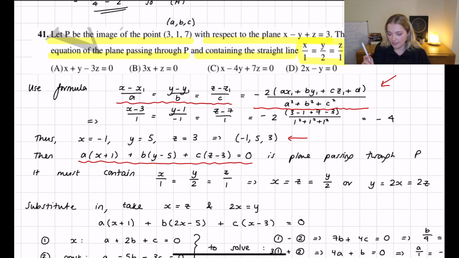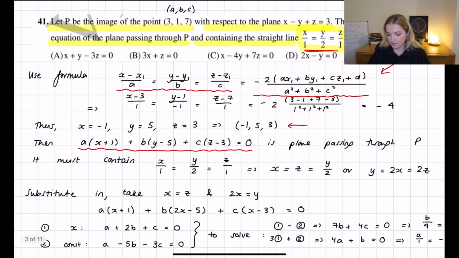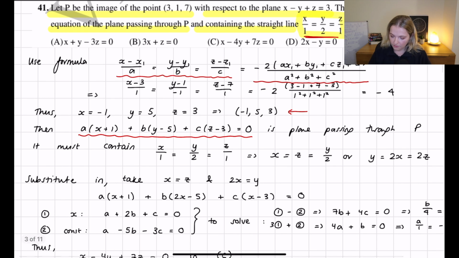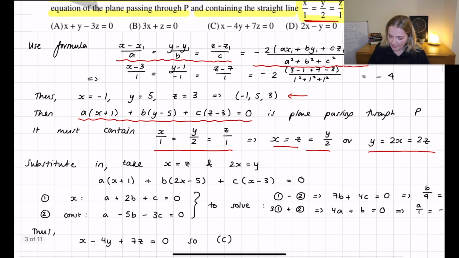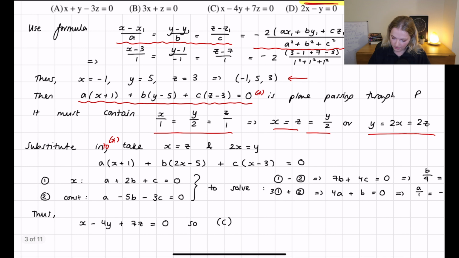So what we know in the question is this plane must contain the straight line that's given by this here. So perfect, we can sub in some values or rearrange what x, y, and z must be in this equation. From the equation of the straight line that we have here, you can rewrite what x is, so x equals z, or it also equals y over 2, or y equals 2x equals 2z. And then all you do is substitute that into, let's call this star here. So substitute into star, and take these values x equals z and 2x equals y. And then once you sub that into star, you end up with this, which is just an equation in terms of x.